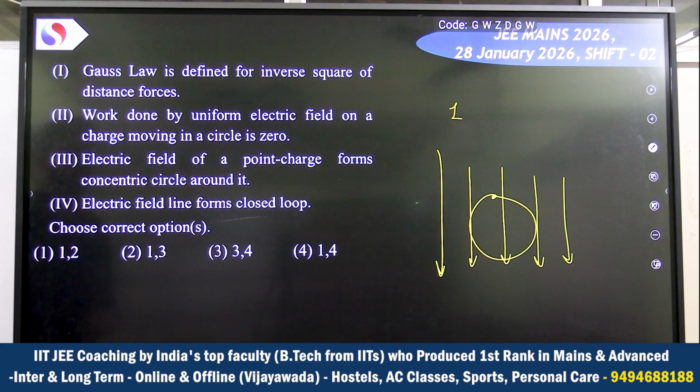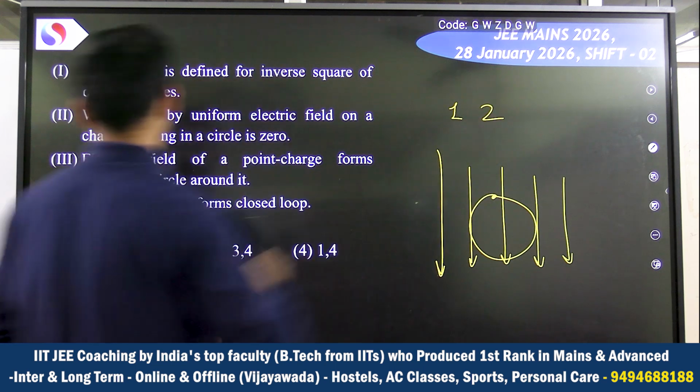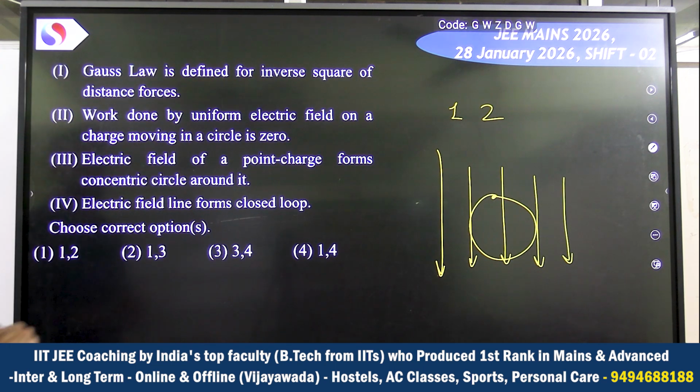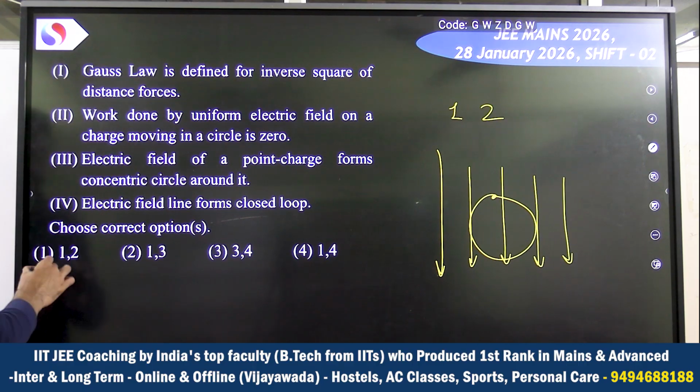Third, the electric field of a point charge forms concentric circles around it. No. So second is correct, third is not correct. Electric field lines form closed loops. No, right? So 1 and 2 are correct, which means the first option.